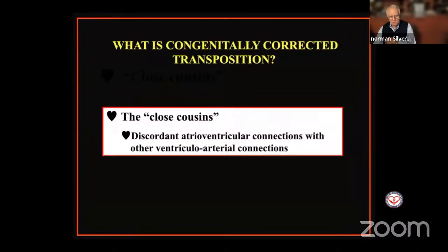But let's finish our consideration of discordant atrioventricular connections by looking at those other ventriculo-arterial connections that can coexist with the discordant connections at atrioventricular level. And we're going to start by asking Diane to show us some of these close cousins.